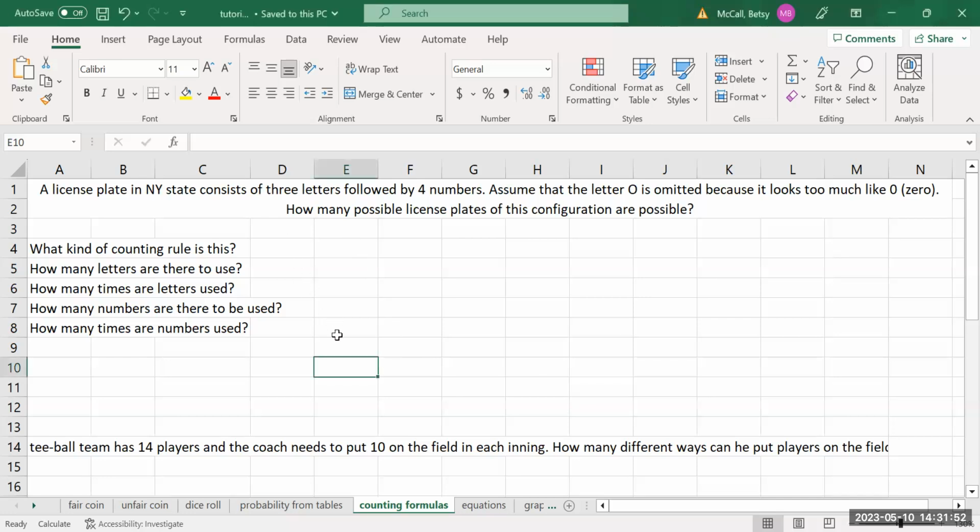So our first example, we have a license plate in New York State that consists of 3 letters followed by 4 numbers. Well, let's assume that the letter O is omitted because it looks too much like 0. So in this circumstance, how many possible license plates of this configuration are possible? Now, the first thing we have to figure out is what kind of counting rule is this? And the kind of counting rule this is, is a multiplication rule.